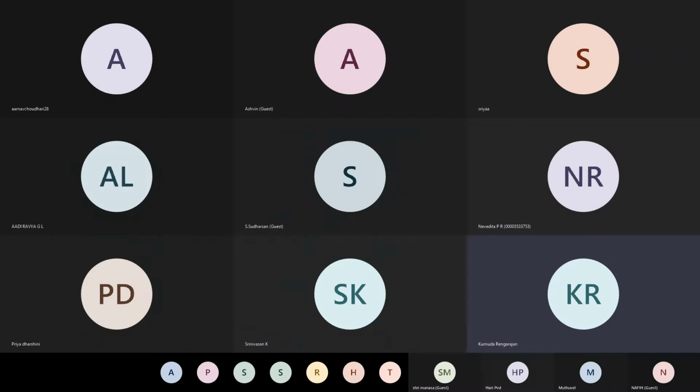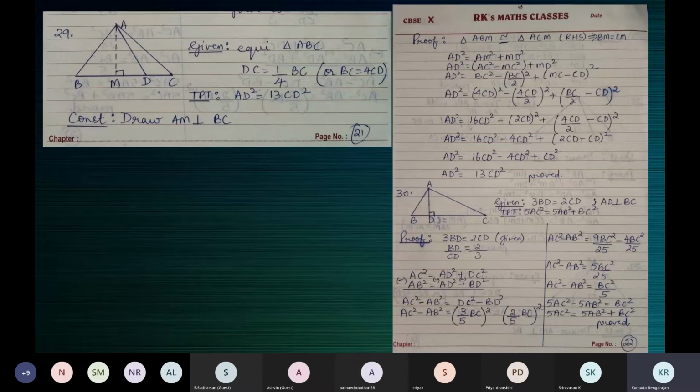DC, because MC can be written in terms of BC by 2, and BC is 4 times CD. So I'm telling you this from the beginning: since we know BC is 4 times CD, we want CD in the final result. So we're introducing BC. Wherever we have BC, we can write 4CD and get CD in the result.